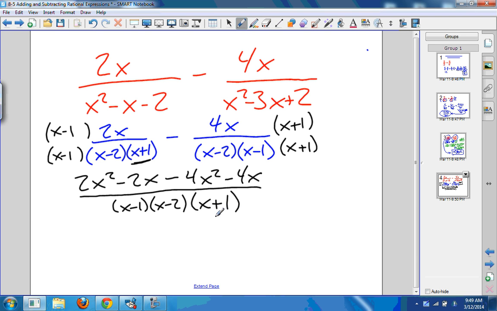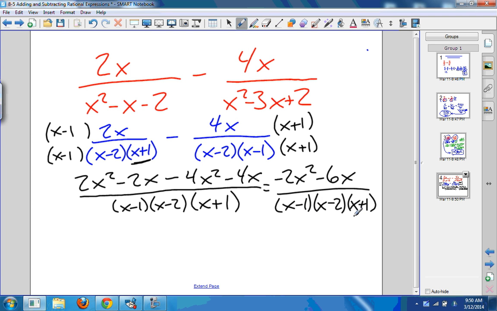Alright, it looks like we can simplify a couple things on top here. 2x squared minus 4x squared is going to give me a negative 2x squared. And a negative 2x minus 4x is going to give me a negative 6x. And that is all over my x minus 1, x minus 2, and x plus 1. Long problems here, right? It looks like I'd factor the top a little bit. We can take out the greatest common factor. The greatest common factor between negative 2 and negative 6 would be a negative 3.